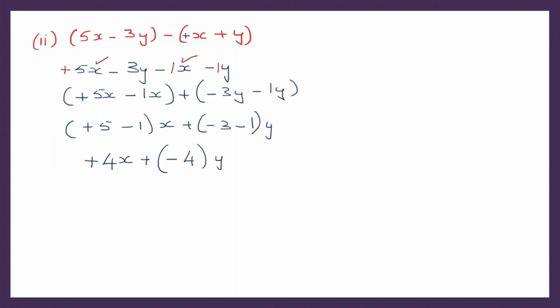Okay, let's open the brackets now. So plus 4x. Now, if you have a plus sign before a bracket, nothing changes. Whatever's inside the bracket remains the same. So this is minus 4y. So our final answer here is plus 4x minus 4y.